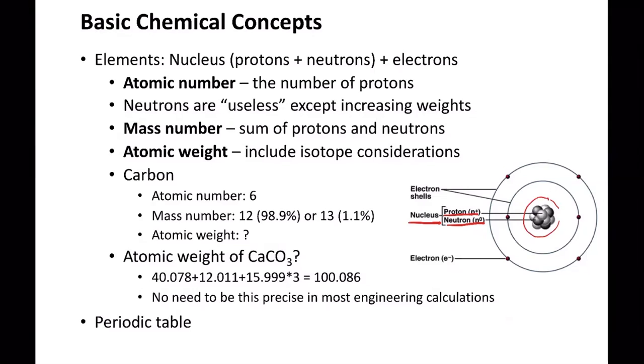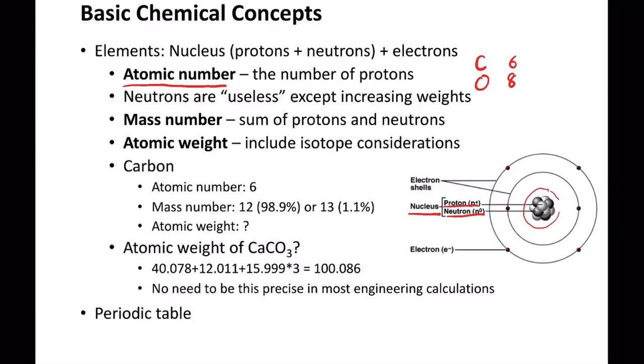So what decides an atom to be a certain type of element is the atomic number, okay? The atomic number is basically the number of protons in this atom. So for example, if we're talking about carbon, right? We know that carbon has 6 protons, right? Therefore, the atomic number of carbon is 6. For oxygen, it has 8 protons. So the atomic number of oxygen is 8, all right?